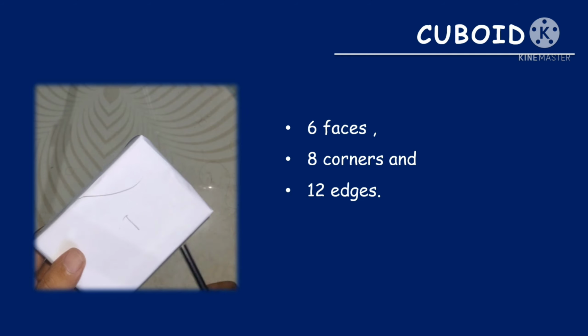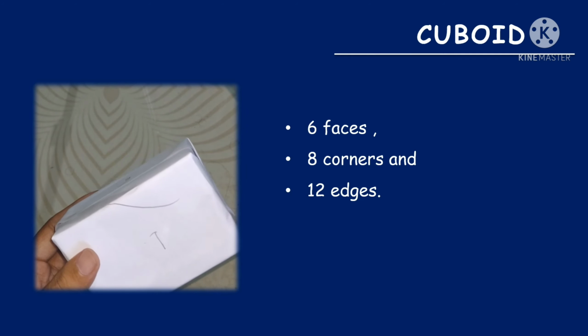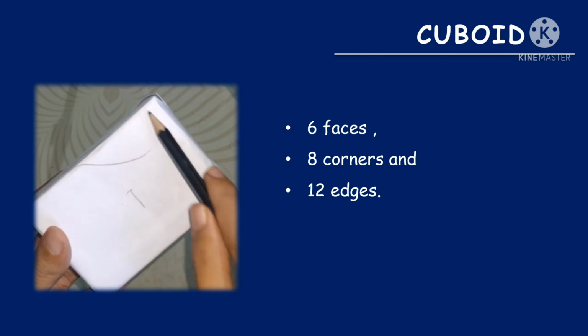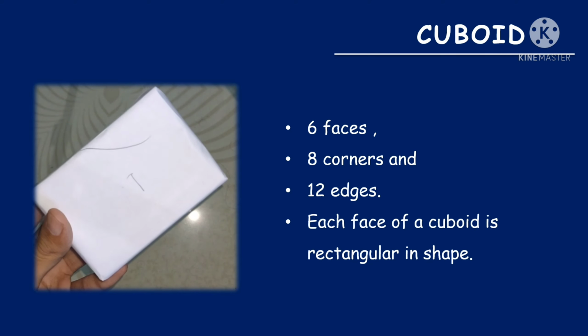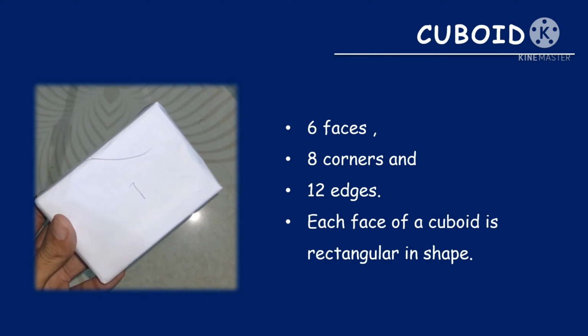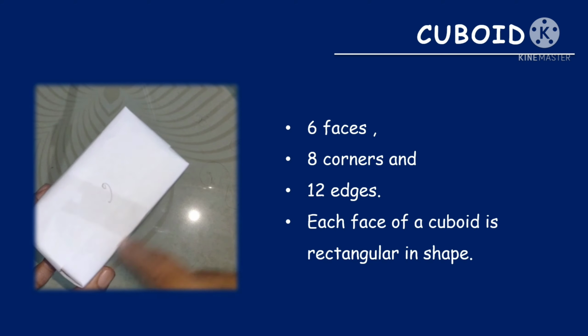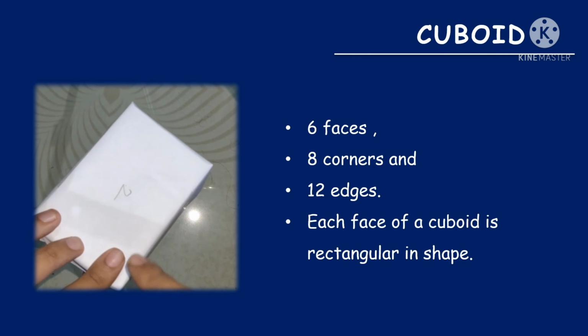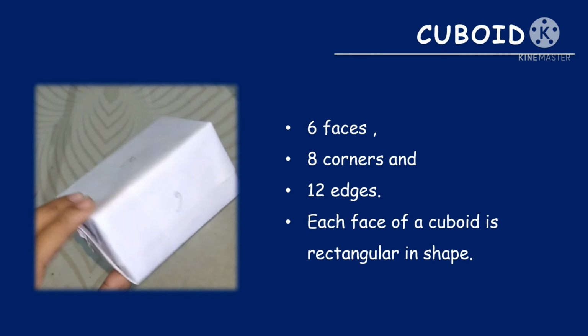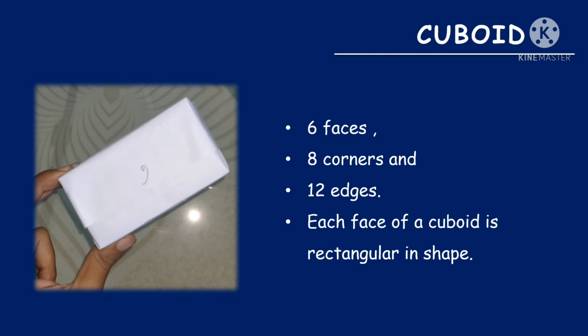A cuboid has 6 faces, 8 corners and 12 edges, and each face of a cuboid is in the shape of a rectangle. So if you look at this face, this is also a rectangle, this face is also a rectangle. So each face of a cuboid is in the shape of a rectangle.